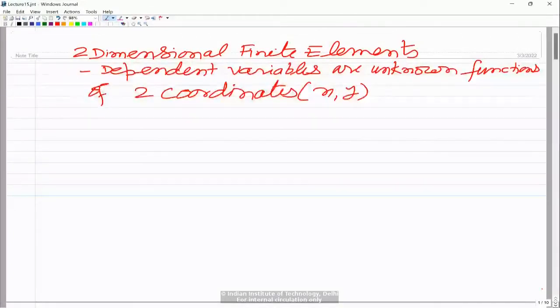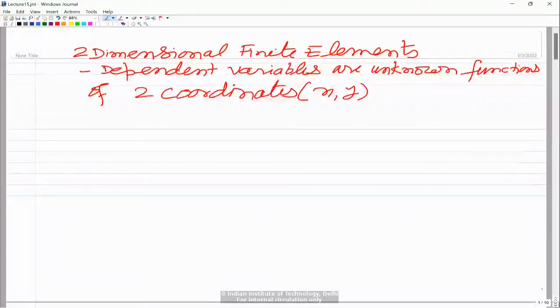Say we want to study the temperature distribution, steady state heat conduction in a two-dimensional domain. Then the temperature would be a function of x and y. Or if we want to study a plane stress or plane strain problem, then the displacements along x and y would be unknown functions of the x and y coordinates.